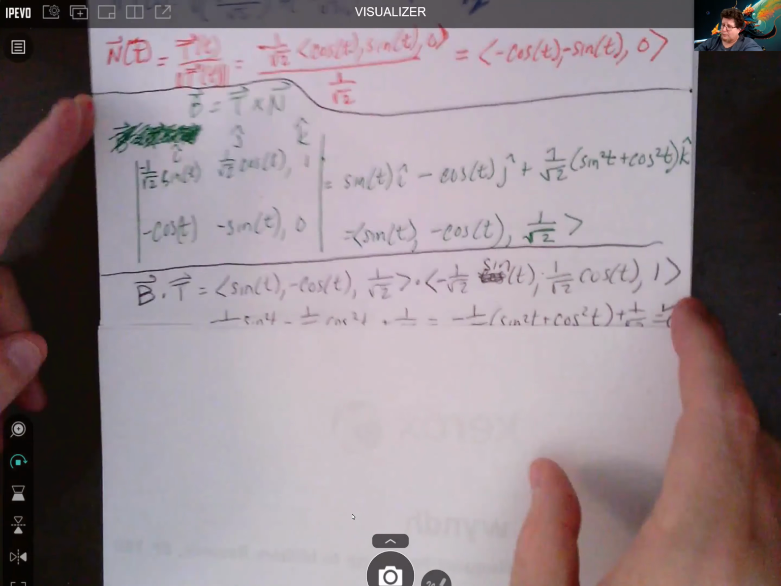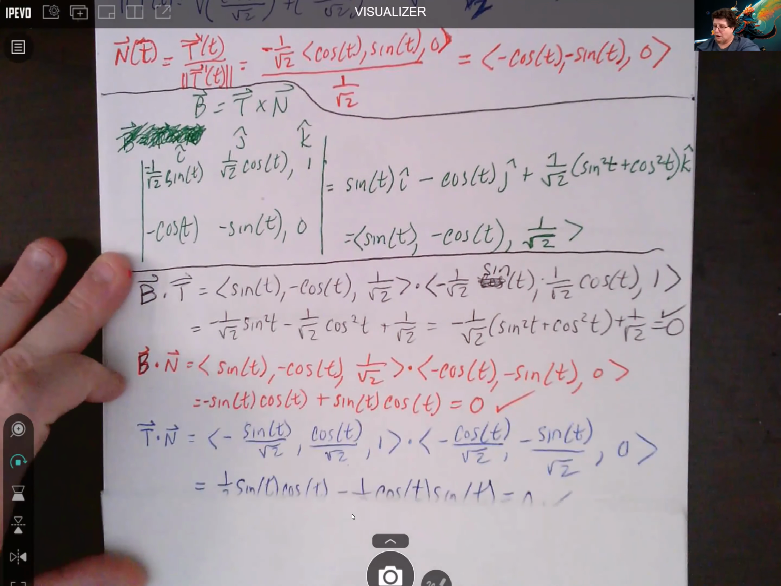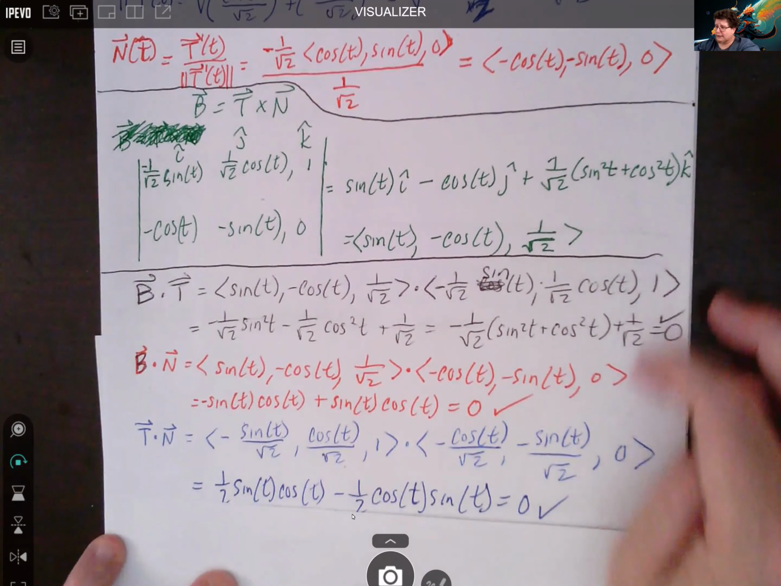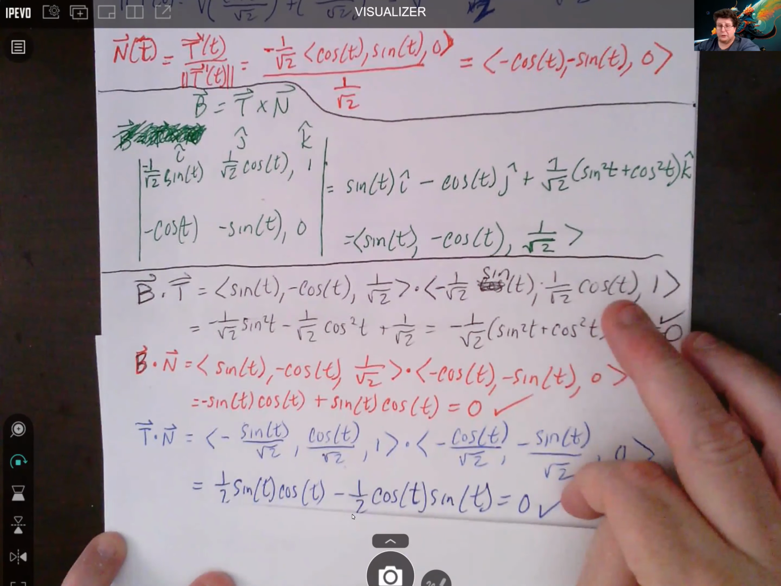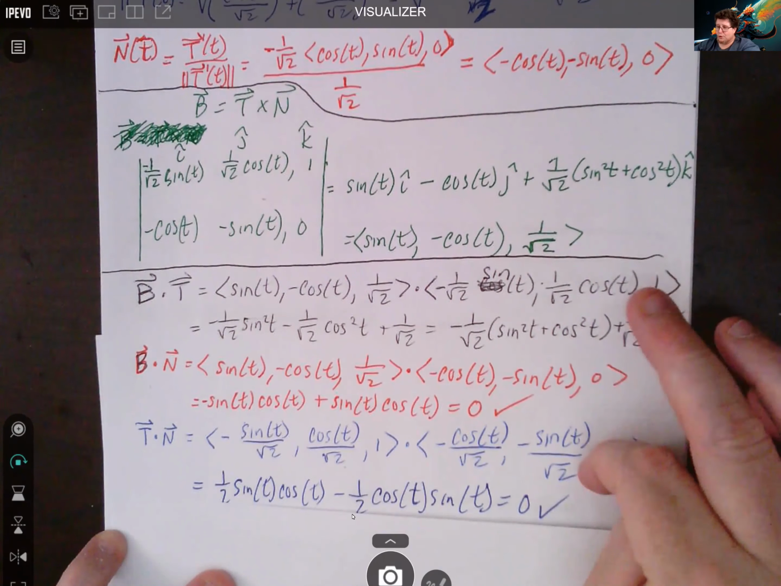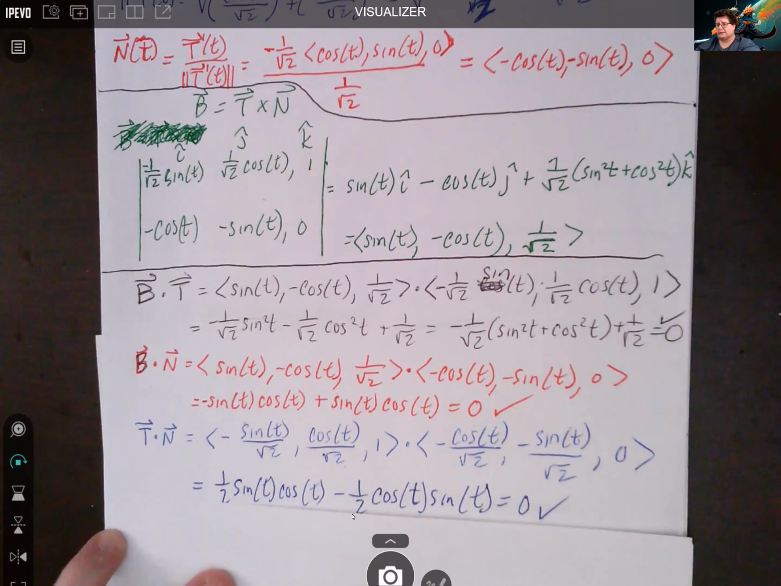I wanted to point out that these are all orthogonal. If you do b dotted with t, b dotted with n, or t dotted with n, you will find when you go through these calculations that each of them equals 0. In the interest of saving time, I won't go through this. You can do it on your own to verify it, or pause the video and look.